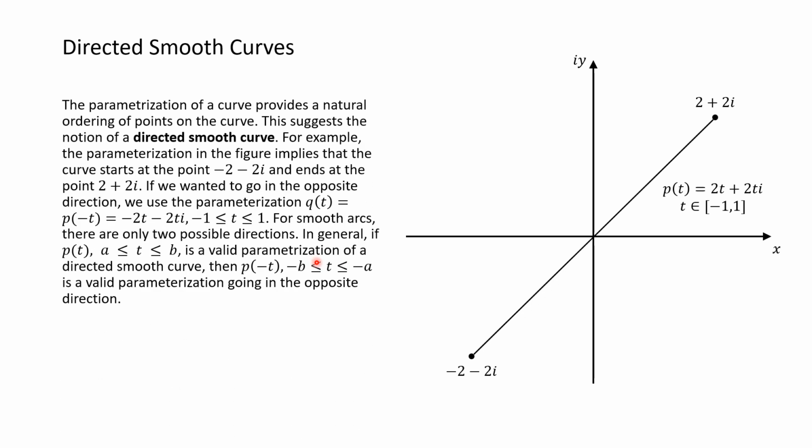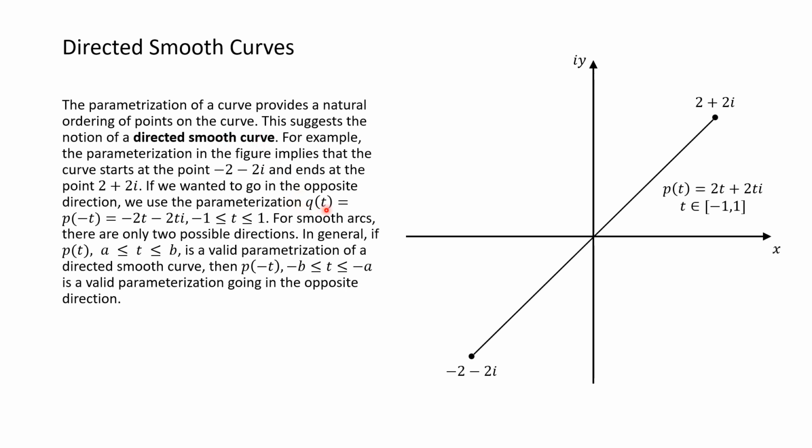Directed smooth curves. So the parameterization of a curve, as we've seen, implies an ordering of the points. For our example from a few slides ago, we noticed that when we put in minus 1, we got this point here. When we put in 0, we got here. We put in 1/2, we would get a point 1 plus i. If we put in 1, we get the point 2 plus 2i. So that gives us an implied ordering, and that's what's called a directed smooth curve.